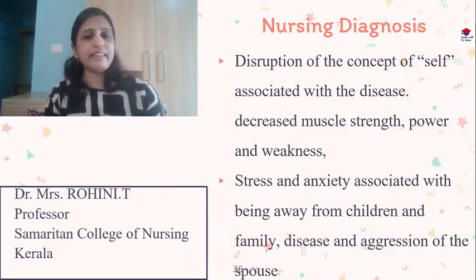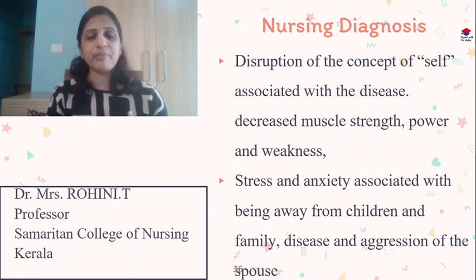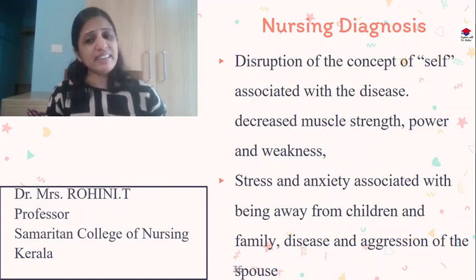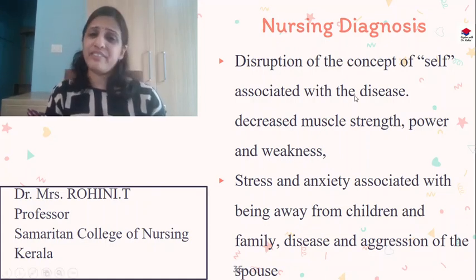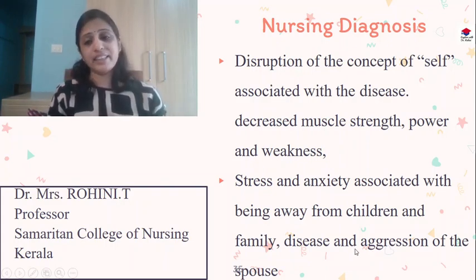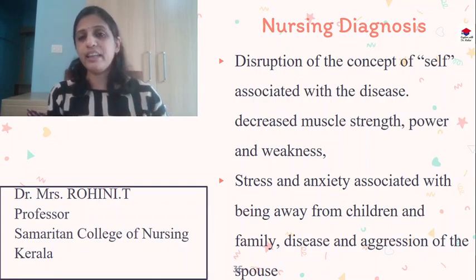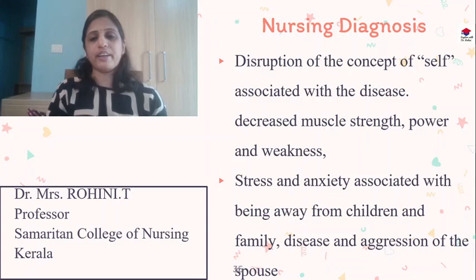The other nursing diagnoses which are formulated are disruption of the concept of self, because the patient is feeling depressed. So self-concept disturbance associated with the disease, decreased muscle strength, power and weakness. Stress and anxiety associated with being away from children, family, disease and aggression of the spouse. Now all these things, from where am I formulating? From the assessment. From those 5 variables we wrote in detail, from that I am writing the nursing diagnosis.